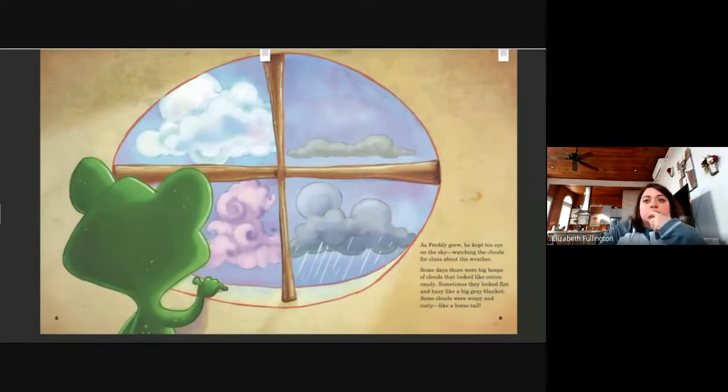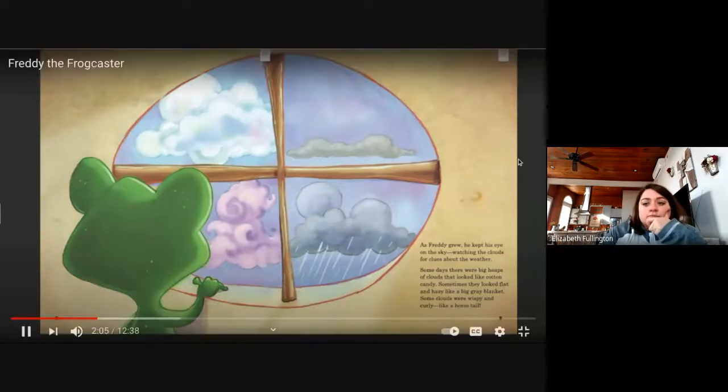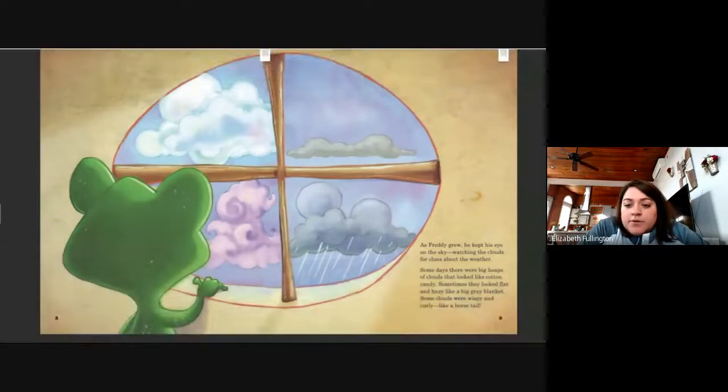How does Freddy use the clouds to predict the weather? I think you're right. I think he looks at the shape and the color of the clouds to predict the weather. Good job.